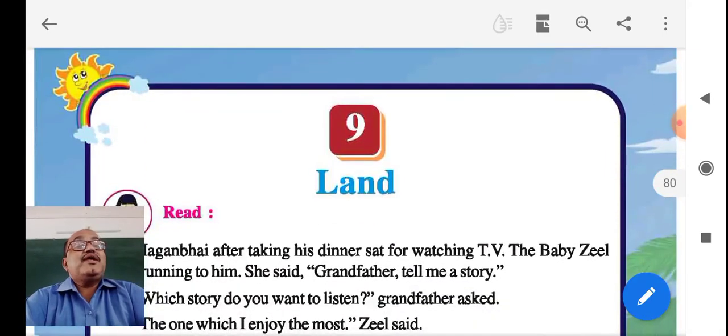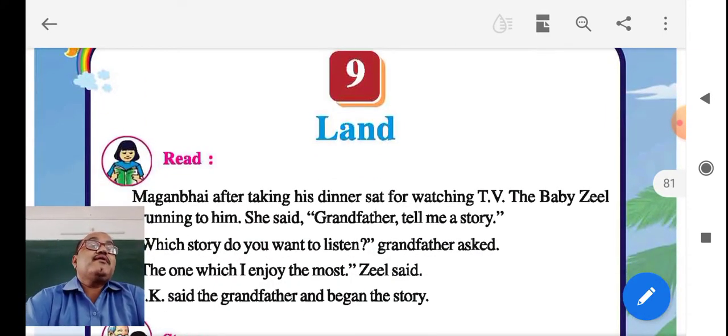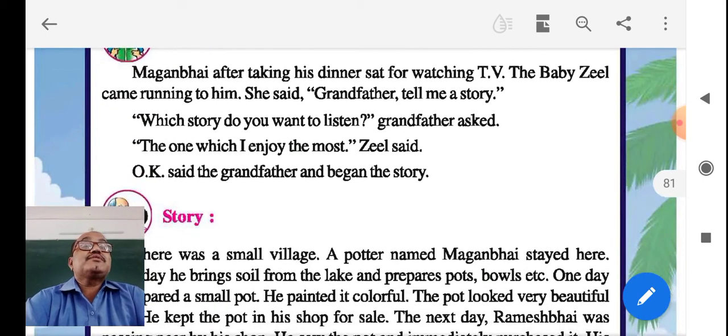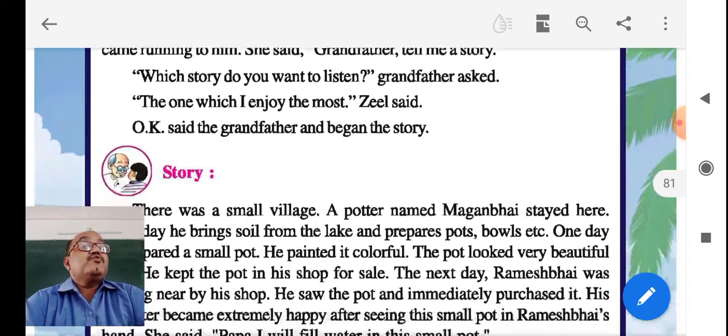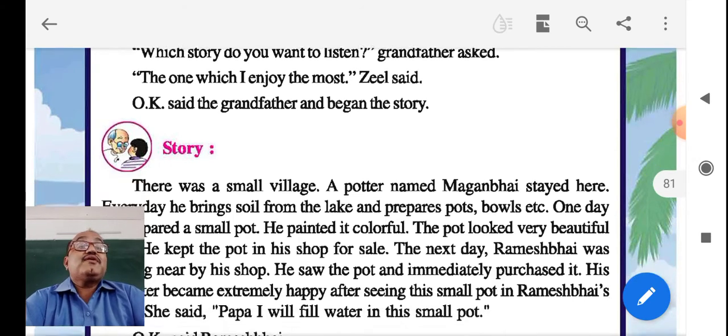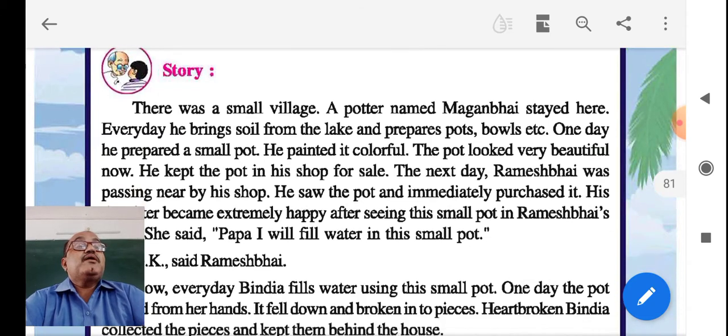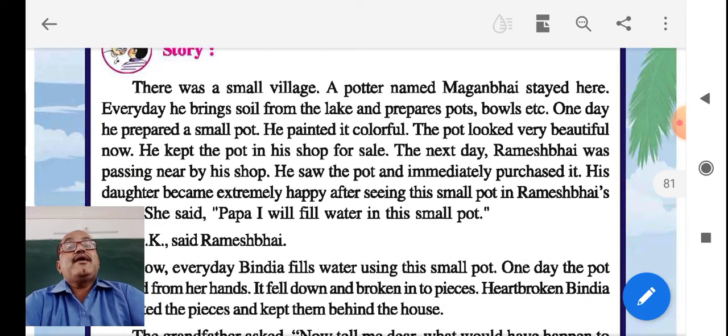Dear students, now let us turn to lesson number 9, Land. Magan Bai is taking dinner and sitting to watch TV. Baby Zeel asks, "Grandfather, please tell me a story." Then grandfather asked which she would like, and started the story: there was a small village. Magan Bai, named Potter, was staying there, and everybody brings soil from the lake and prepares pots, bowls, etc.